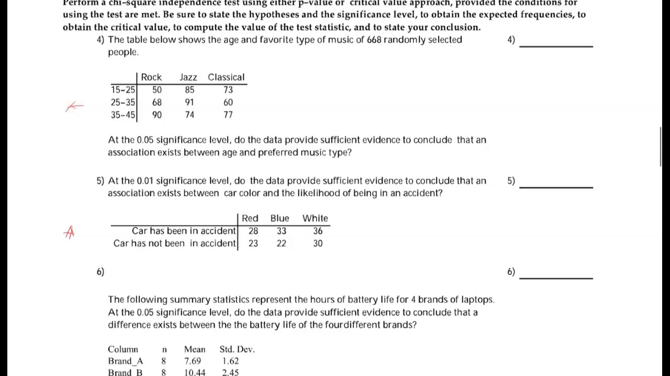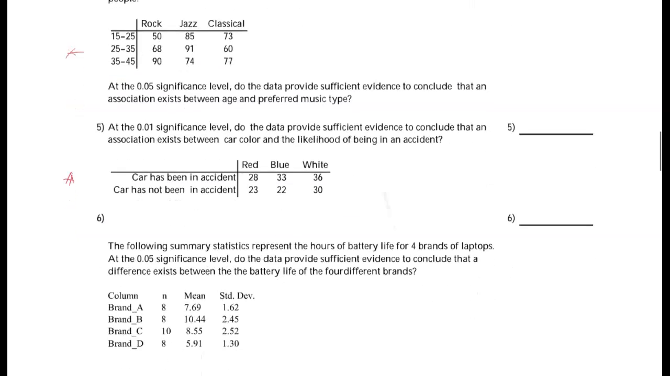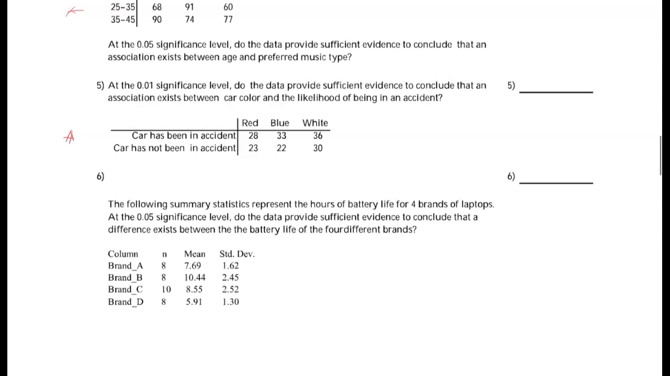So anytime you see association, you are doing a chi-squared test for independence. I'm going to pick one of them to go through in detail, and then you can follow similar steps for the other one. I'm going to pick number 5. Okay, so we're doing number 5. So for an association, your null hypothesis.